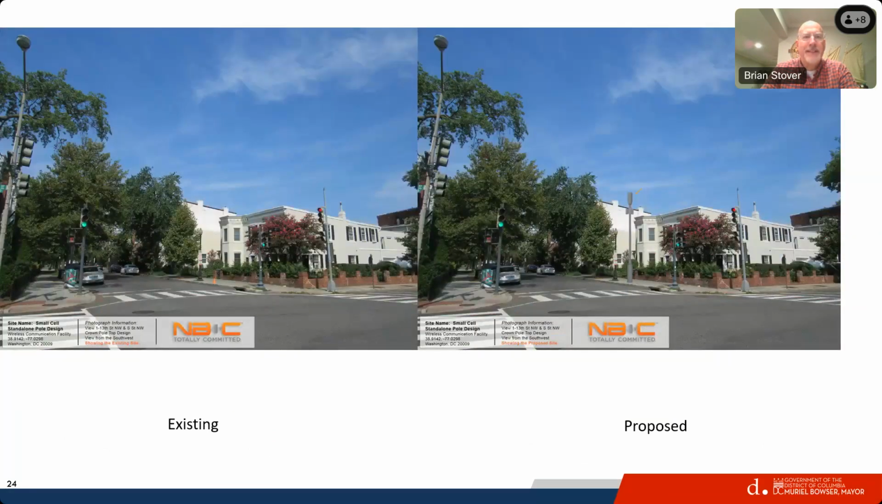We're going to follow that same theme here. On the left-hand side is basically a before, and on the right-hand side, after. And I don't know about you, but as you look at these, it's sort of hard to pick out where the small cell is. It blends in very well from our perspective. Next slide.